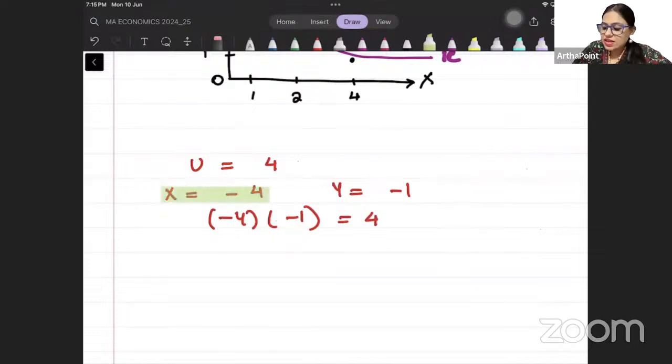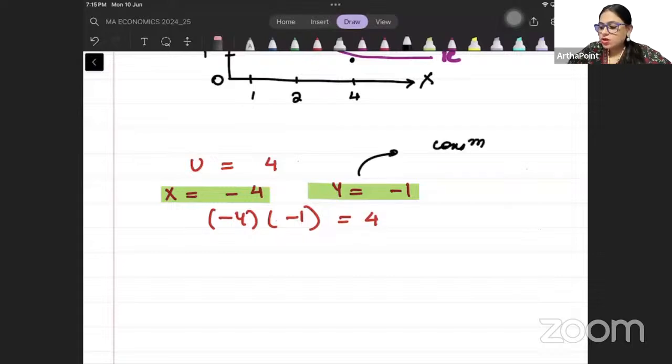Because x and y represent consumption. And we need to understand that consumption is non-negative, right? I can only consume the goods either in 0 unit or in positive units. I cannot have negative consumption of commodities.